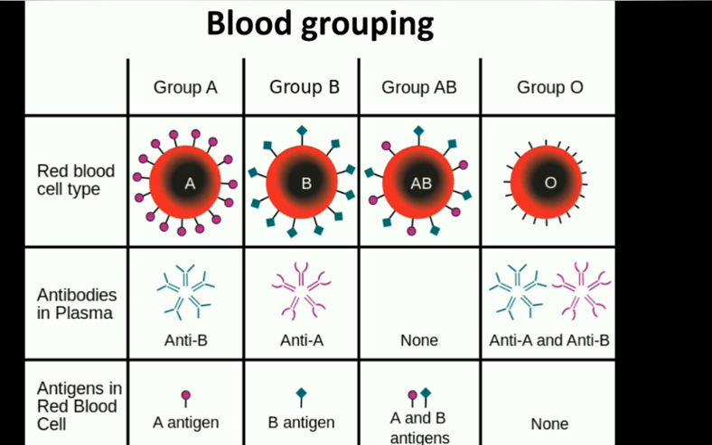So here you can see blood group A, blood group B, blood group AB and group O. Group A has anti-B antibodies, and group B has anti-A. For group AB we have none of the antibodies. For group O we have both anti-A and anti-B. And for group A we have antigen A, for group B we have antigen B, and for group AB we have both the antigens, and O group has no antigen upon its body.